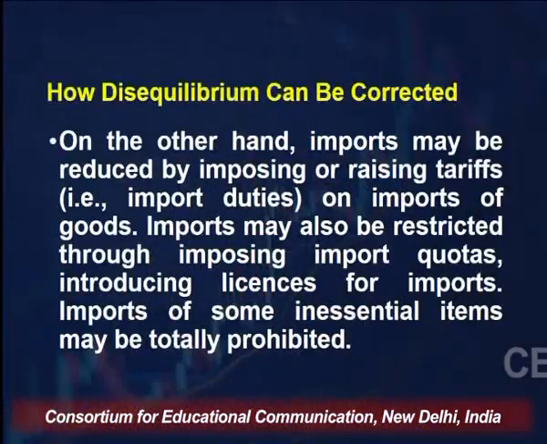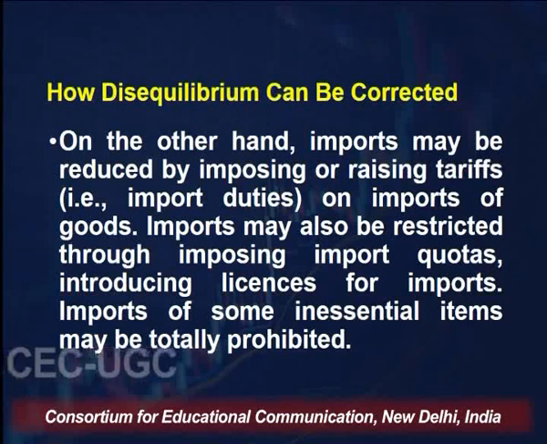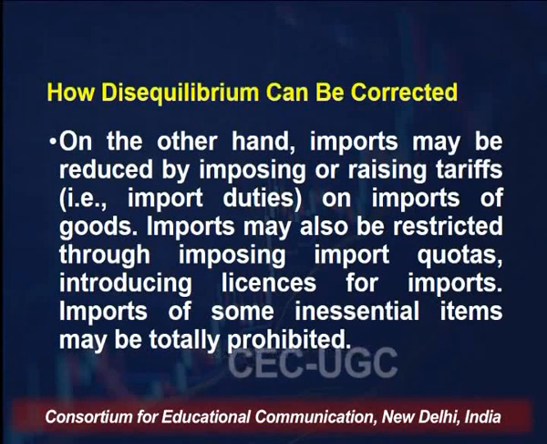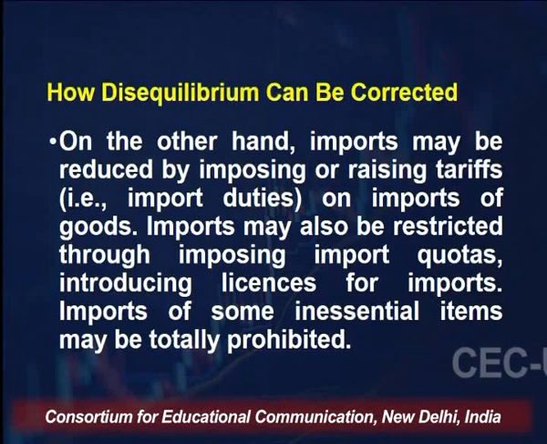On the other hand, imports may be reduced by imposing or raising tariffs, that is import duties on imports of goods, because if government imposes or raises duties, then imported products will become costlier. And if imported products become costlier, that means the demand for imported products will go down. Imports may also be restricted by imposing import quotas and introducing licenses for imports. Imports of some inessential items may be totally prohibited. So these can be the various ways of discouraging or decreasing imports.